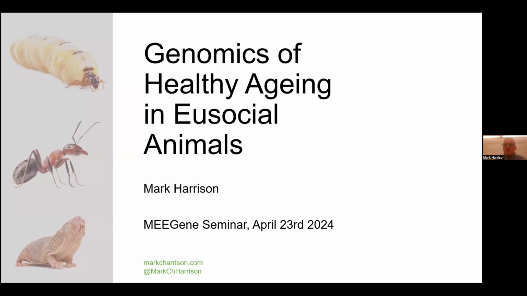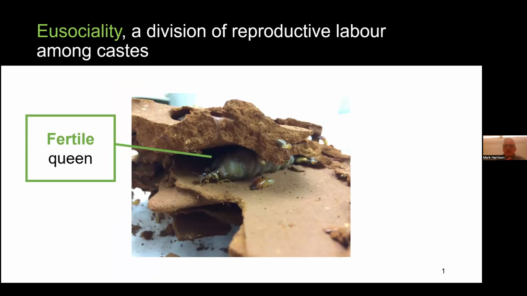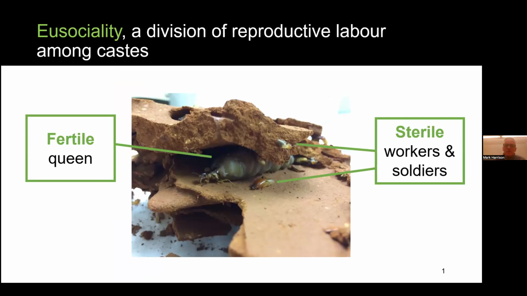Just to get everyone on the same page, a quick definition or description of what eusociality is and why I find it interesting. It's a complex trait, and possibly the most important aspect of it is the division of reproductive labor among castes. Here we have a cross-section of a termite colony where you have the fertile queen, and then within the same colony you have sterile workers and soldiers.